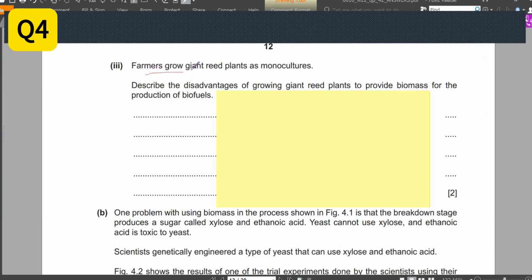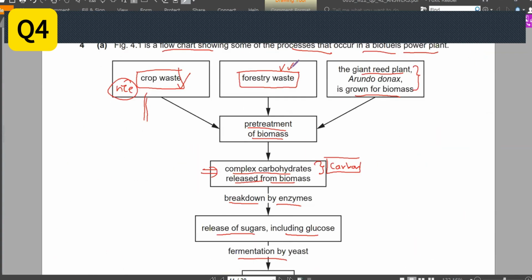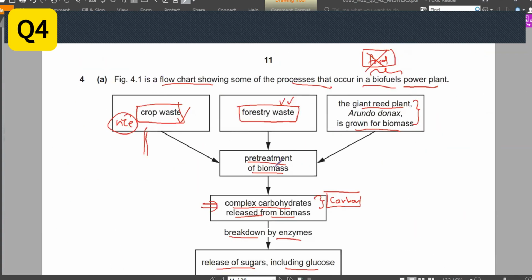Next, farmers grow giant reed plants as monocultures. So just now, we had a look here. So the sources of materials that we can use for the biofuel, we have three sources: crop waste, forestry waste. So we already know that, so we can use the waste material as the sources for the biofuel. Another thing that we can use is, we are not using the waste material. We specifically plant some type of plants that can be used to produce the biofuel. So giant reed plant in this case, okay?